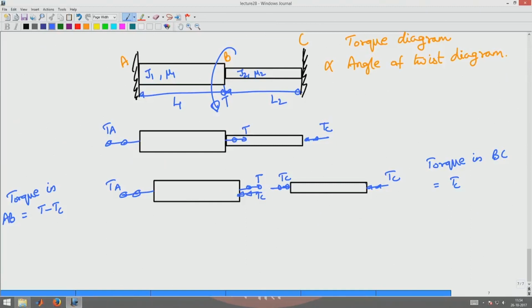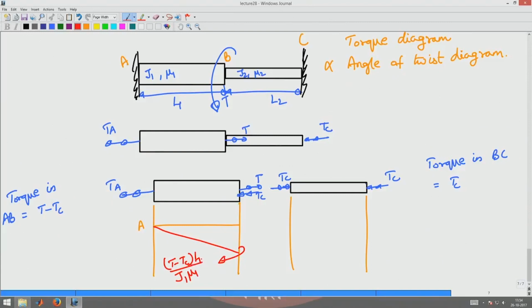So, A is fixed. How does the angle of twist vary? In this member, the angle of twist is going to vary like this. This end is fixed, A is fixed. So the angle of twist is going to vary linearly like this, where this value will be given by T minus Tc times L1 by J1 mu 1.